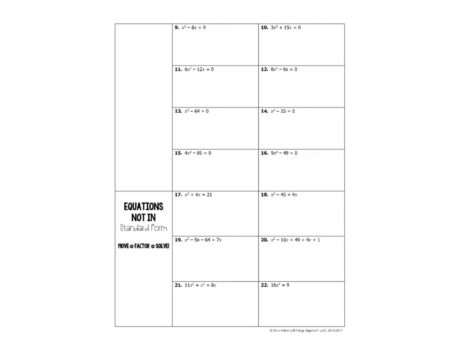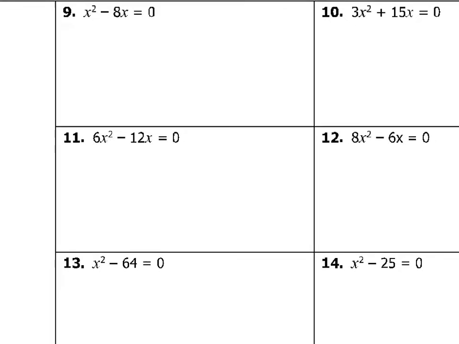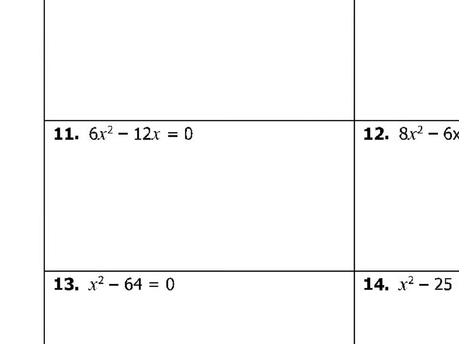All right, let's go to the other page. Let's look at one of these. What do you notice about this one? The others, we didn't have any, but we should also always be looking to see if there's a common factor. And there is, so I'm going to take that out first. And you're going to get x minus 2.